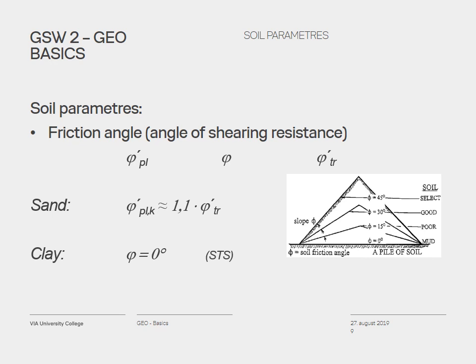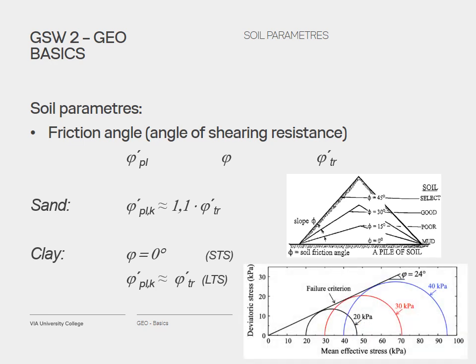For clay, we either have a friction angle of 0, which is the case in the short-term state, the undrained state, or the friction angle characteristic value is the same as the triaxial value. That's the case in the long-term investigation of clay. Also, if you do laboratory tests, the inclination of the tangents is the same as the friction angle.